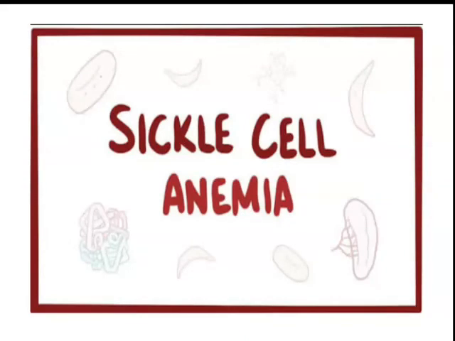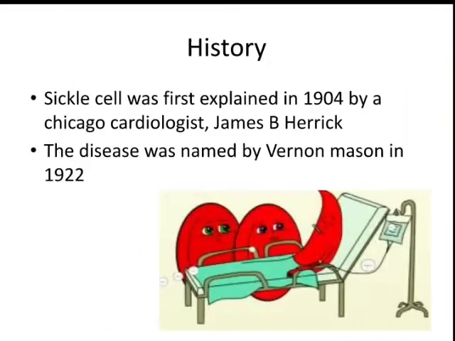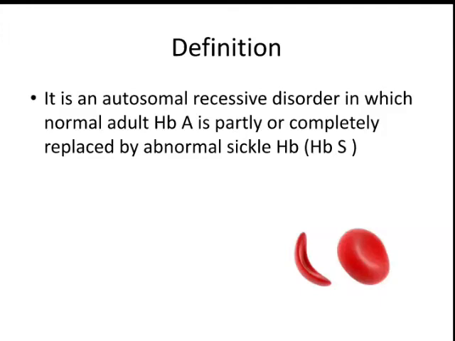Sickle cell anemia is one of the types of hemolytic anemias. The history of sickle cell anemia was first explained in 1904 by a Chicago cardiologist, James B. Herrick. The disease was named by Vernon Mason in 1922. So, what is the definition of sickle cell anemia?